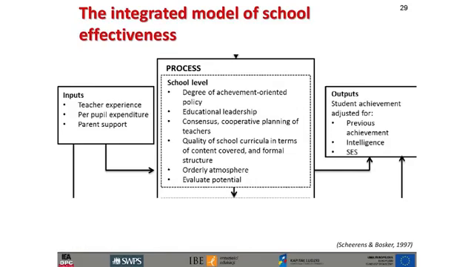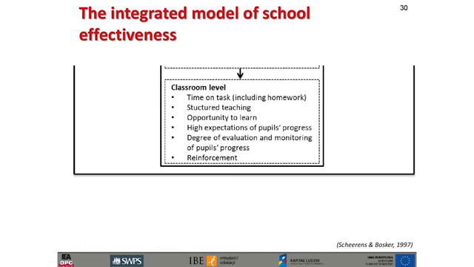At the school level, you have a couple of diverse variables related to these school areas, like, for example, educational leadership or quality of school curricula in terms of content covered and formal structure, etc., etc. When taking a look at the classroom level, which is also part of the process, we have those different quality factors related to learning processes, like time on task, structured teaching, opportunity to learn, high expectations of pupils' progress, degree of evaluation and monitoring of pupils' progress, and reinforcement.